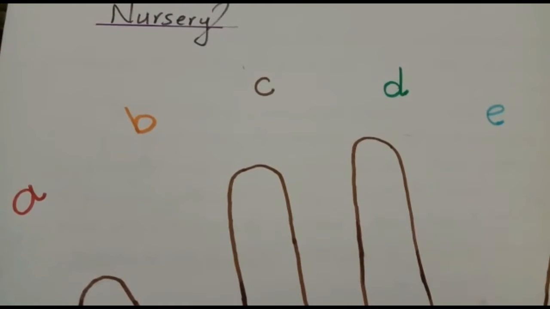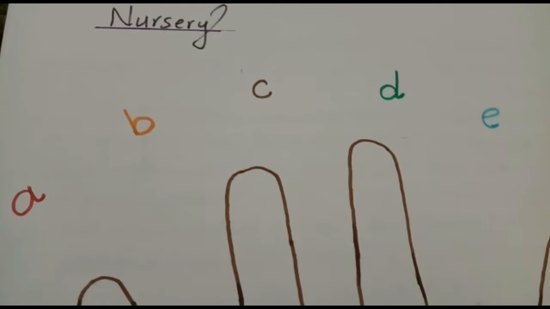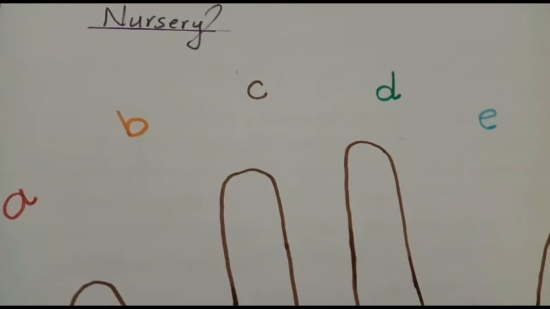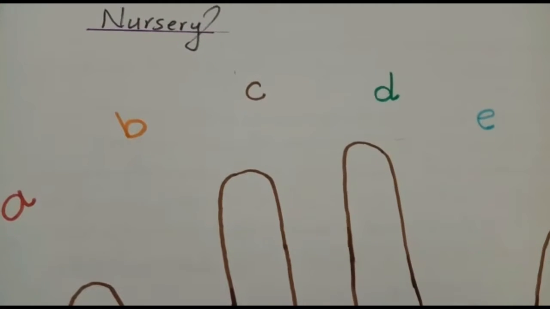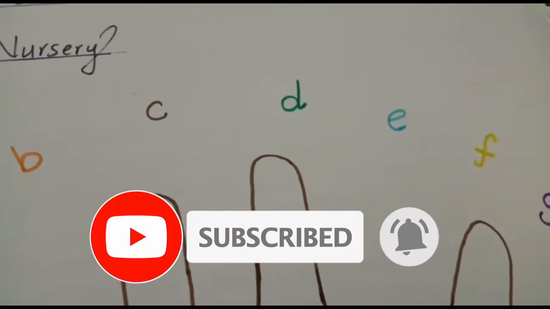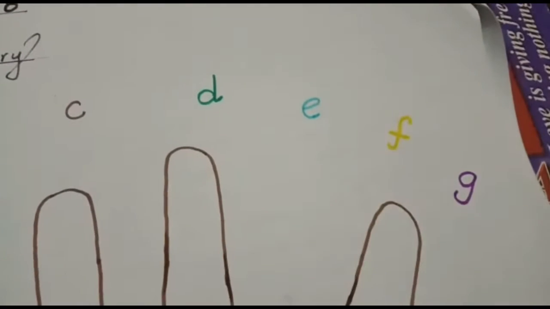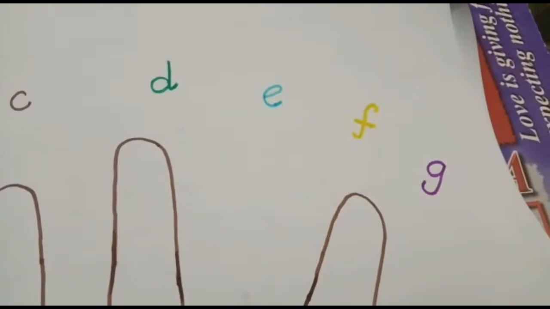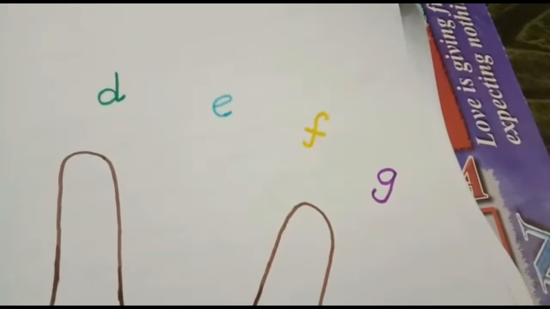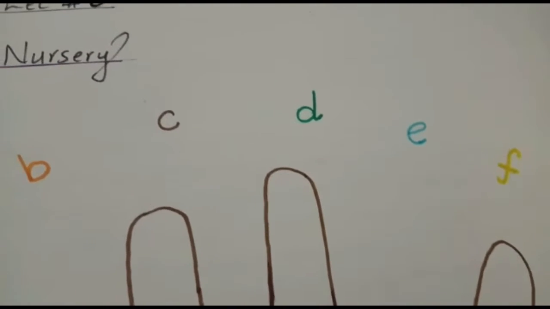A for apple, apple. B for ball, ball. C for cat, cat. D for duck, duck. E for elephant, elephant. F for fish, fish.